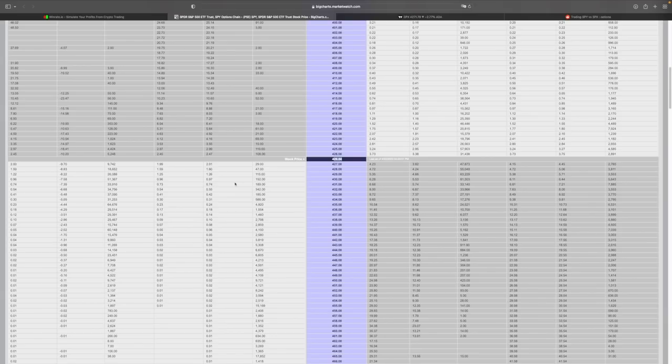On a normal trading day, I personally don't trade SPX because the premiums are expensive. They'll be 10 times this, so roughly $20 on the chain, which means $2,000 per contract, compared to $2 here.